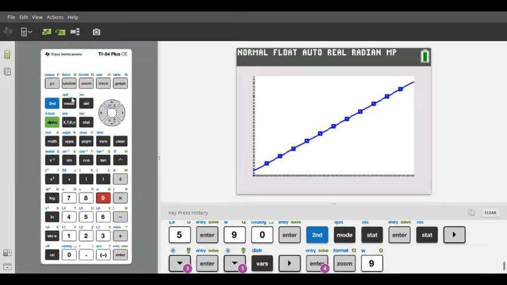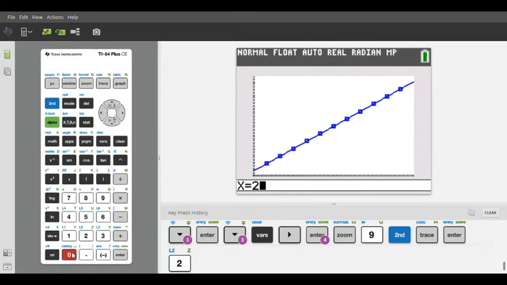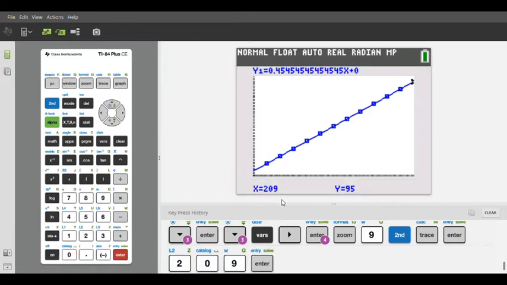Now, part C said if the model is interpreted continuously, what dosage would be recommended for a 209-pound patient? Okay, so there's two ways you could do this. The patient weighs 209 pounds. Remember, 209 is going to be your x here. So I can do the very simple thing of second, calc, value, 209, hit enter, and it finds it for me. X is 209, your y is 95.